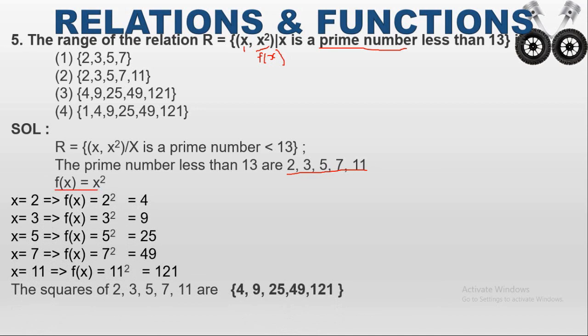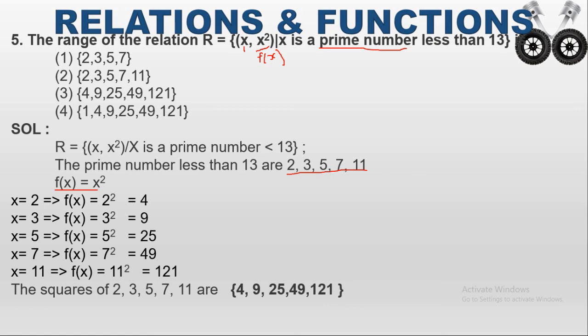If I substitute x value as 2, then f of x equal to 2 square, that is 4. If x is 3, then f of x equal to 3 square, 3 into 3, 9. If x equal to 5, then f of x equal to 5 square, that is 5 into 5, 25. If x equal to 7, then f of x equal to 7 square, that is 7 into 7, 49. If x equal to 11, then f of x equal to 11 square, that is 11 into 11 equal to 121.